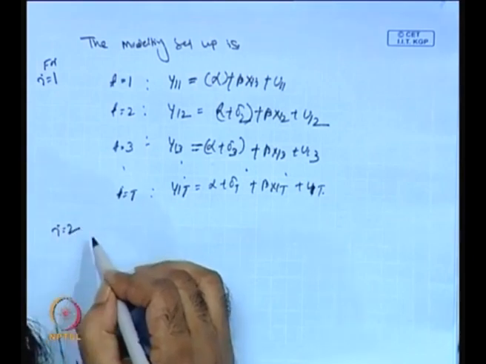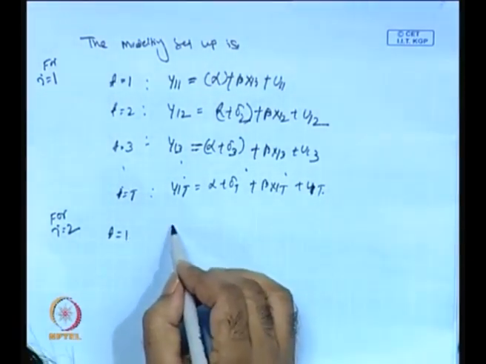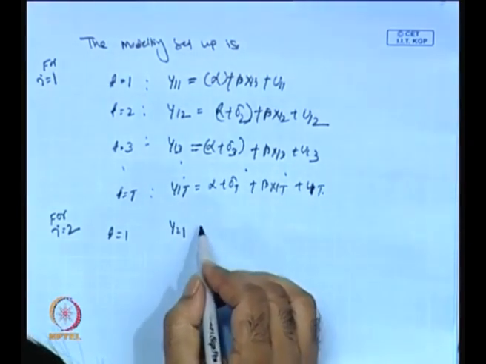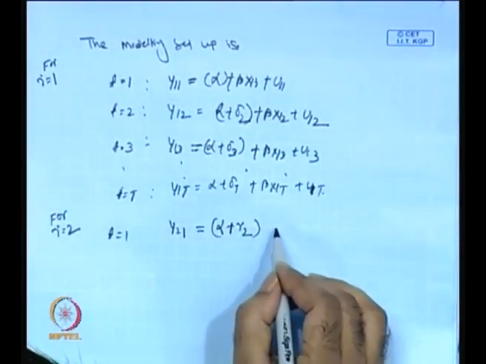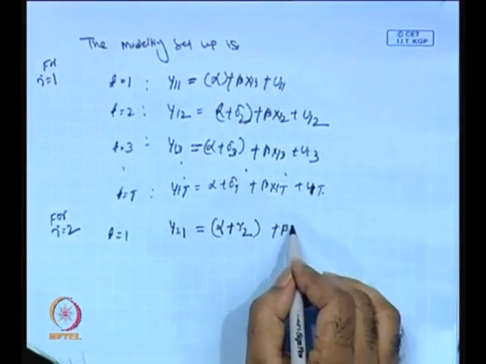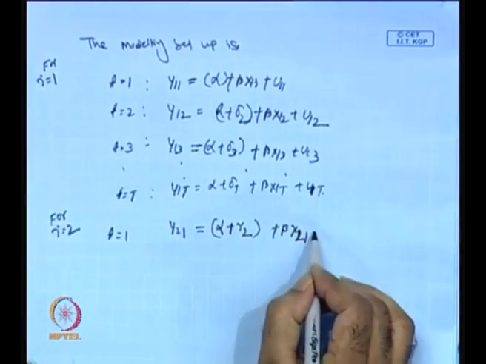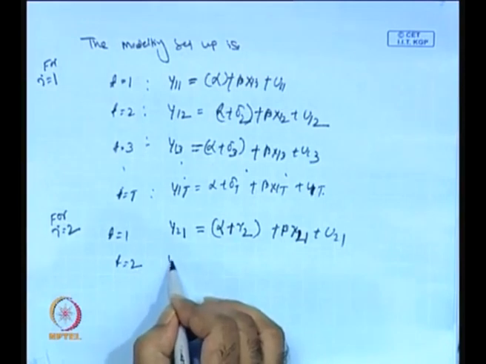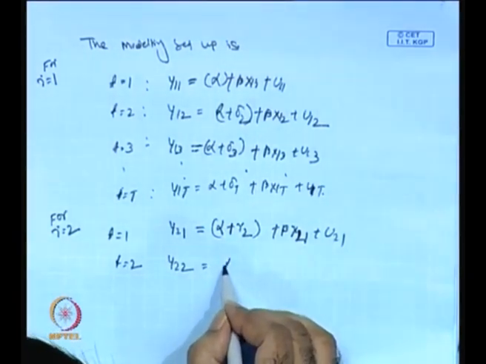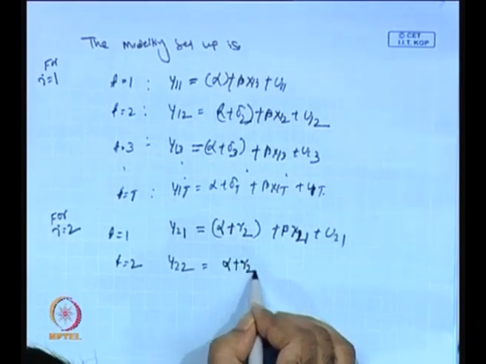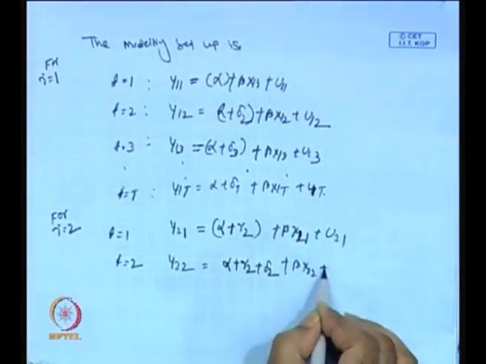Similarly, for i equal to 2, when t equal to 1, the model will be y21 equals alpha plus gamma 2 plus beta x21 plus u21. When t equal to 2, it will be y22 equals alpha plus gamma 2 plus delta 2, both added now, plus beta x22 plus u22, okay.